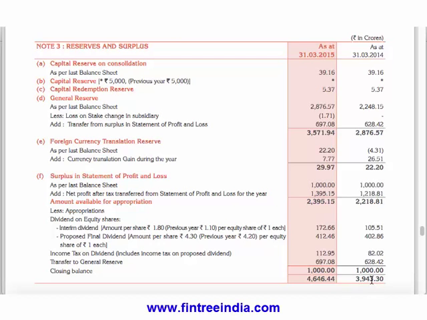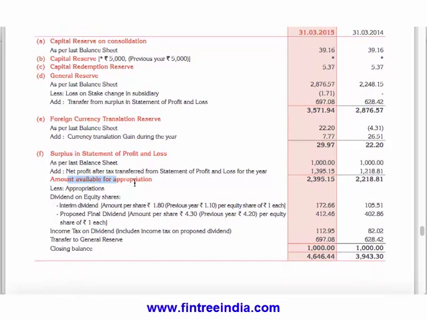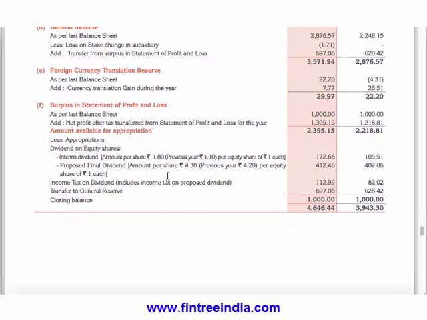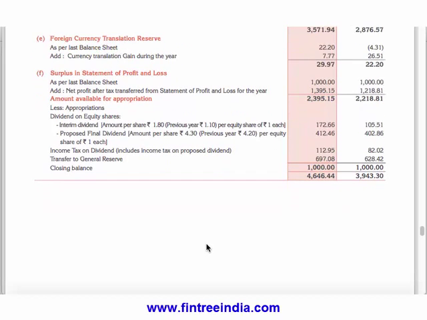Total reserve last year was 3943. This year it is 4646. So there are capital reserve, capital redemption reserve, general reserve, foreign currency translation reserve, surplus in statement of profit and loss, amount available for appropriation, and then they've paid dividend, and this is how the amount which is accrued is transferred to general reserve, and then we have a closing balance of 4646. Are we fine here?